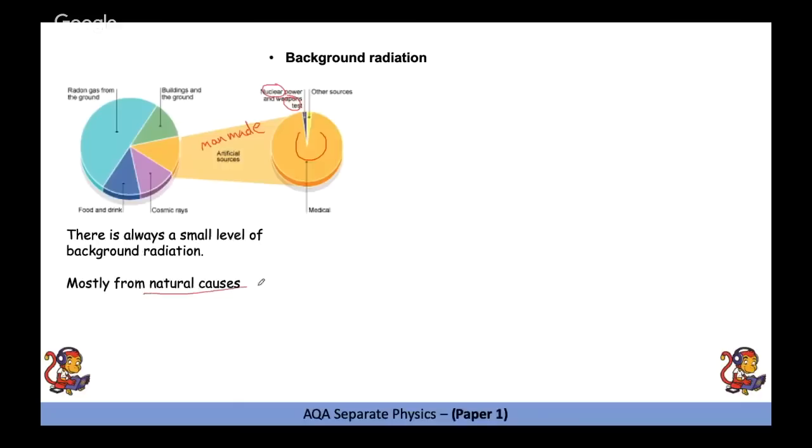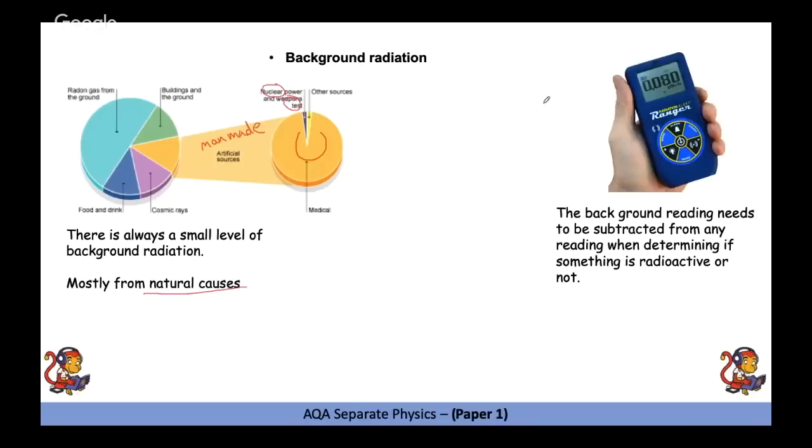Okay, background radiation. We can see here all of the background radiation that might be present in this room at the moment, and we can see only a tiny proportion of it comes from man-made sources, so artificial being man-made. Now you can see that of all the man-made ones, nearly all of them are medical, and there's a few here which are from nuclear power and weapons testing, very, very little. So there is always a smaller amount of background radiation around us. Mostly it's from natural causes, not very much of it is man-made.